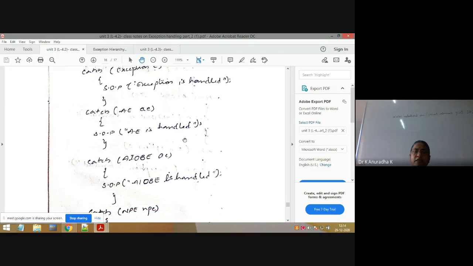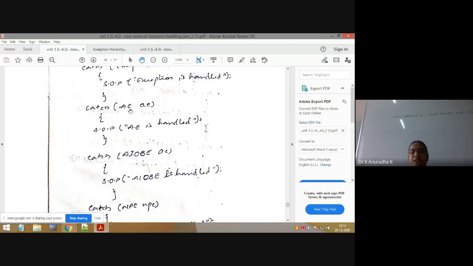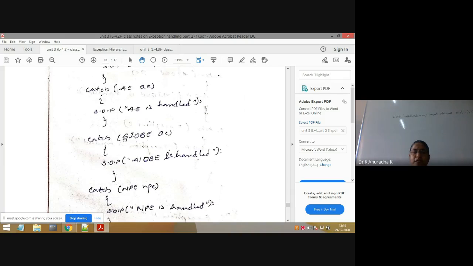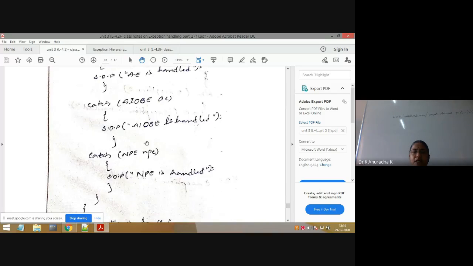Next, what I have written in the next catch blocks. This catch block is for ArithmeticException, this catch block is for ArrayIndexOutOfBoundsException, and this catch block is for NullPointerException. Actually, this is the matching catch block now. Our exception is NullPointerException, and here the exactly matching catch block is there. But the JVM will not execute this matching catch block.